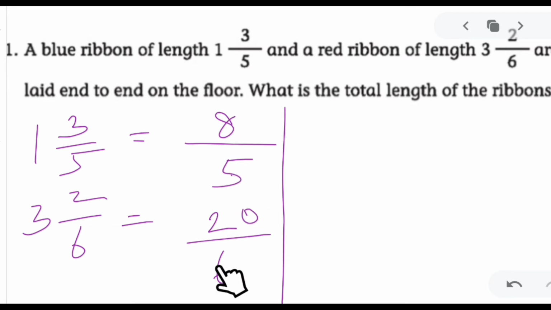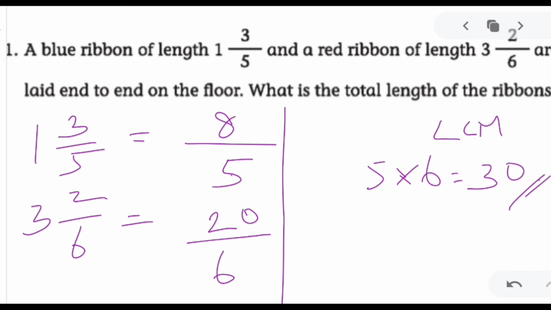Look at the fractions. Denominators are different, so these fractions are unlike fractions. So we need to change them into like fractions. To change into like fractions, first find the LCM. 5 and 6 do not have a common factor, so we directly multiply, 5 6s are 30. So the LCM is 30.